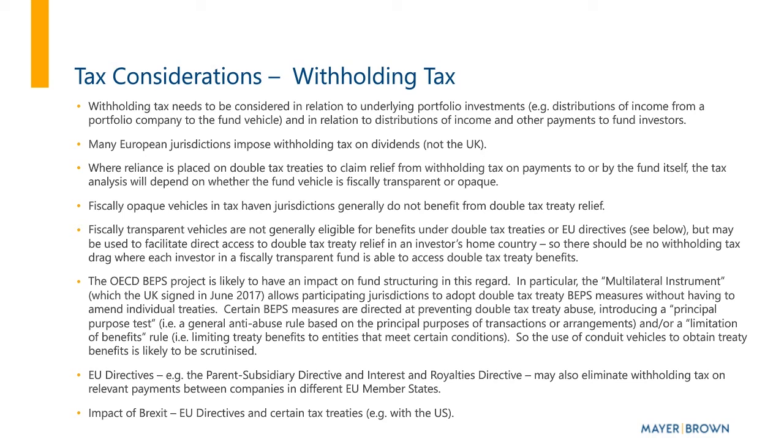the US can look through and essentially ignore the conduit vehicles unless they meet the limitation of benefits clause. What does this mean? Well, a typical one is the impact of Brexit, where the limitation of benefits clause basically says you look through the Luxembourg entities, and if there is an EU member state entity behind them, then that's fine, and the double tax treaty still applies.